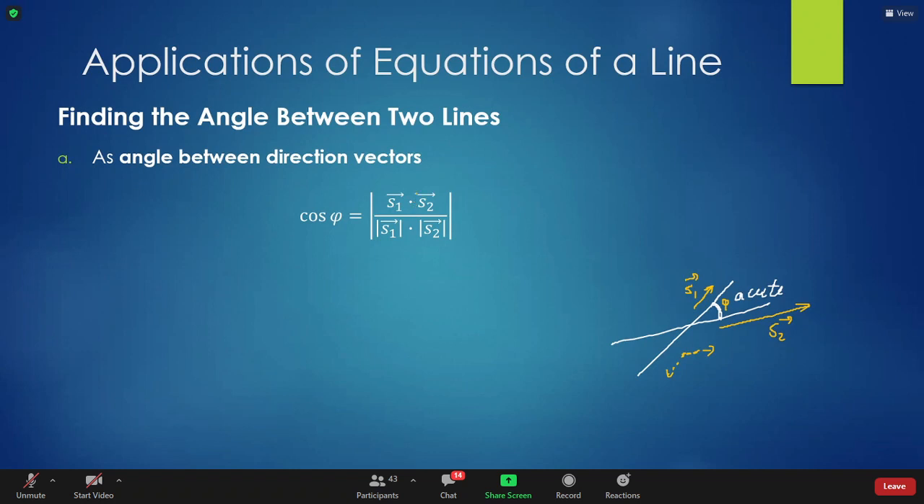Why? Because if the scalar product is negative, it means the cosine of the angle is negative. That means it's an obtuse angle. And to get the acute angle, we simply need to take the absolute value. If we take the absolute value of a negative number, of the negative cosine, then we get the cosine of the angle on the same line.